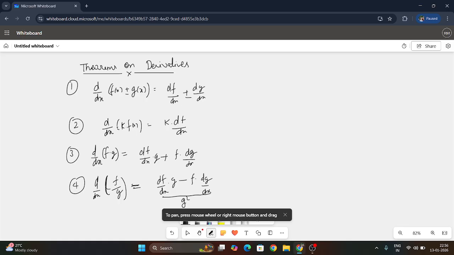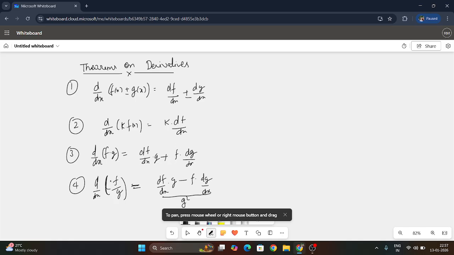And d by dx of k f(x) can be written as k into df by dx. It's a constant, so the constant comes outside also. And when you are multiplying two functions f and g and differentiating, it is going to be differentiation of the first function, second function as it is, plus first function as it is and differentiation of the second one, that is g.